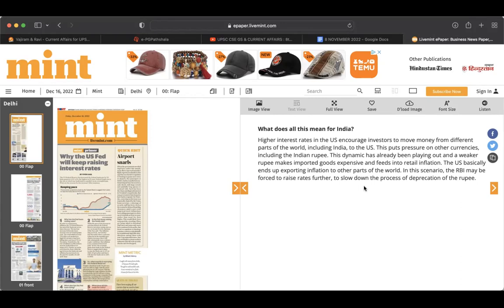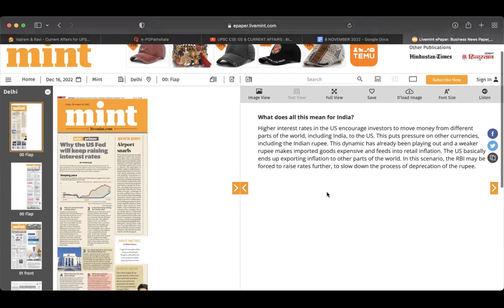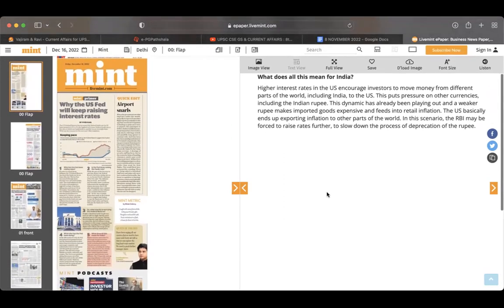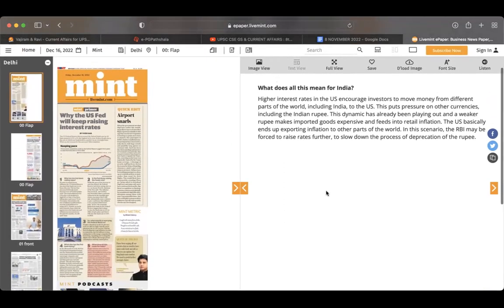The US basically ends up exporting inflation to other parts of the world, and in this scenario the RBI may be forced to raise the rates further in future to slow down the depreciation of the rupee. So that is how it is still impacting our economy and our country. You should be clear about the manner in which it can influence our economy and the impact it has on our exchange rate.